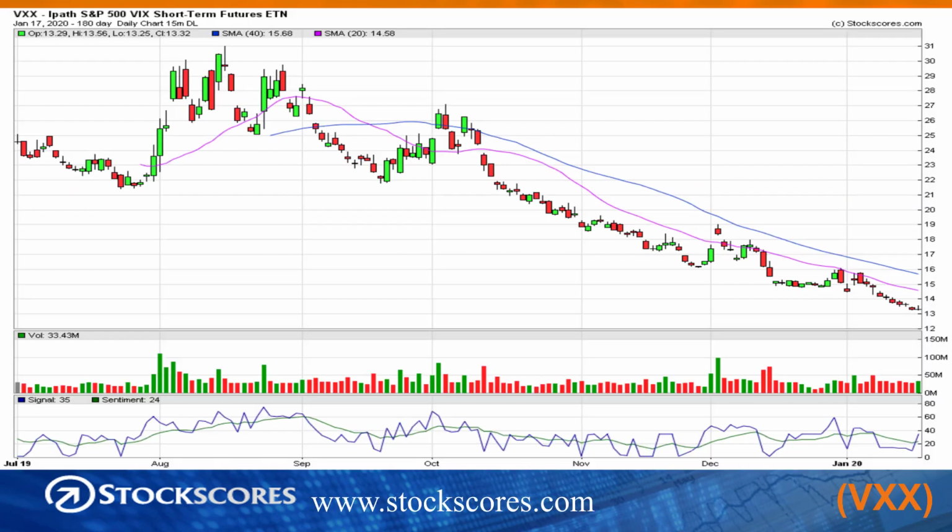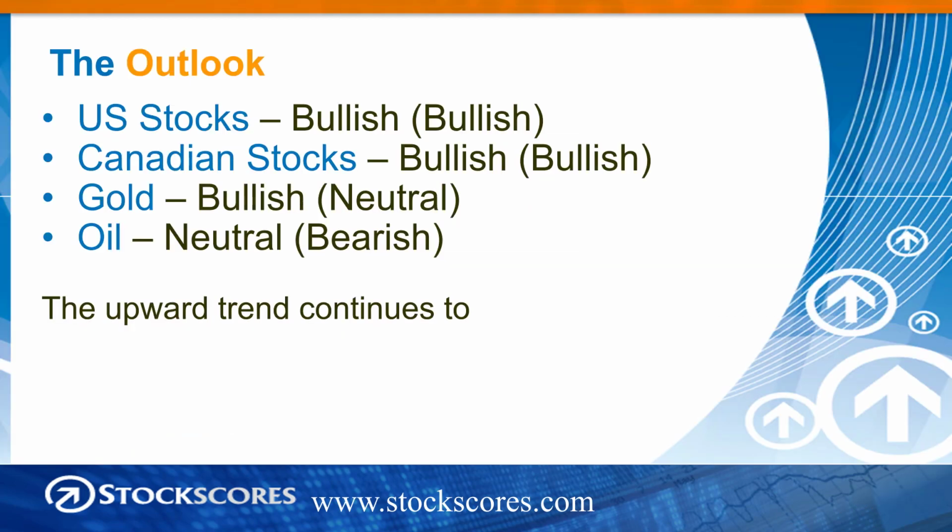On to fear. Well, fear is at a low. Perhaps we could call this complacency, but I see no reason to jump out of the bull market yet because there's just no sign of weakness yet. And until there is, I've got to remain a bull, even if it doesn't make sense. So my outlook then is bullish on both time frames for US and Canadian stocks. Gold: bullish long-term, neutral short-term, and oil: neutral long-term and bearish short-term.